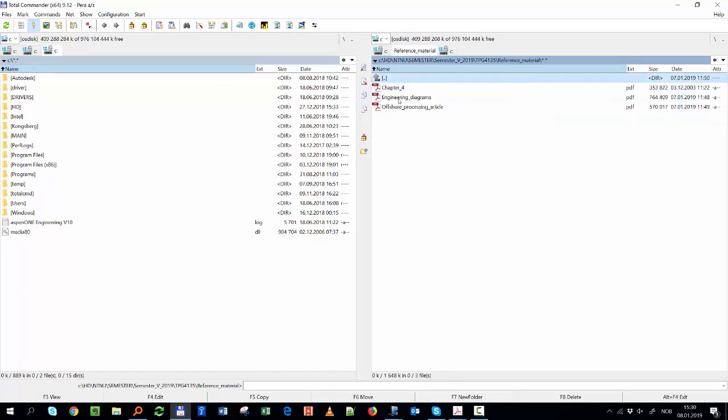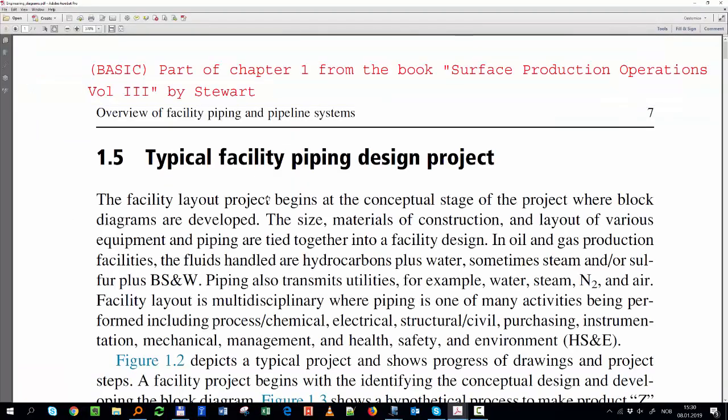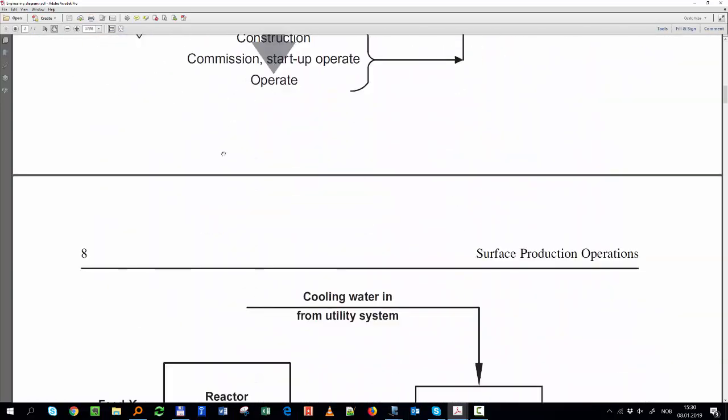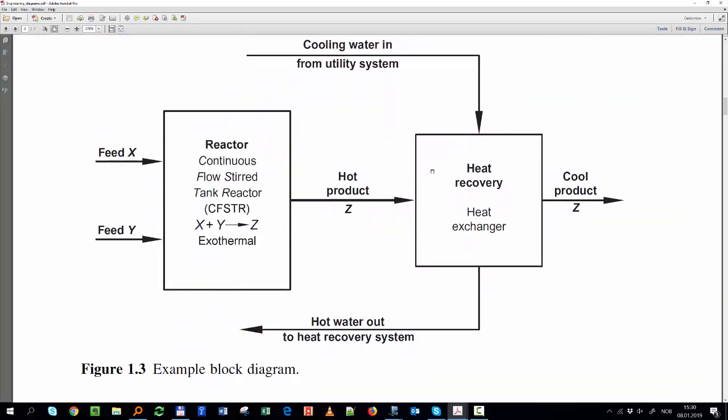This is from a book, and here is the name of the book. You can find it in the library. It's very short, just 7 pages, but it shows you the type of diagrams that you have. So that's the one we have used so far, just a block diagram. You try to summarize in a very rough manner where each fluid goes.